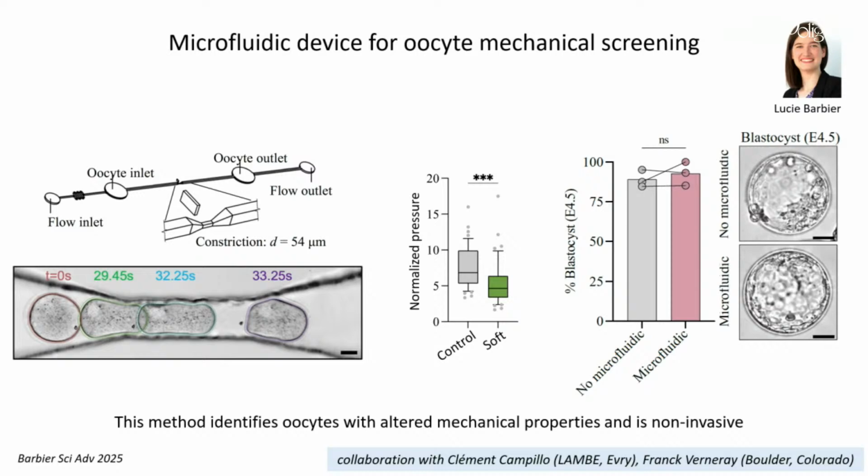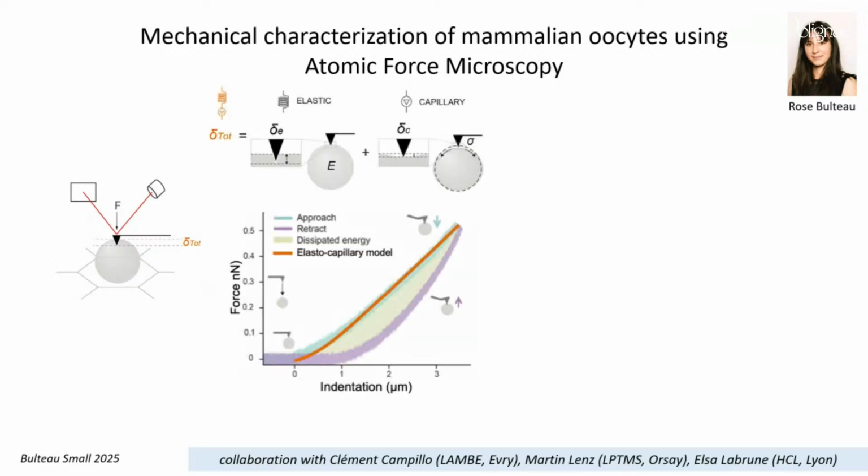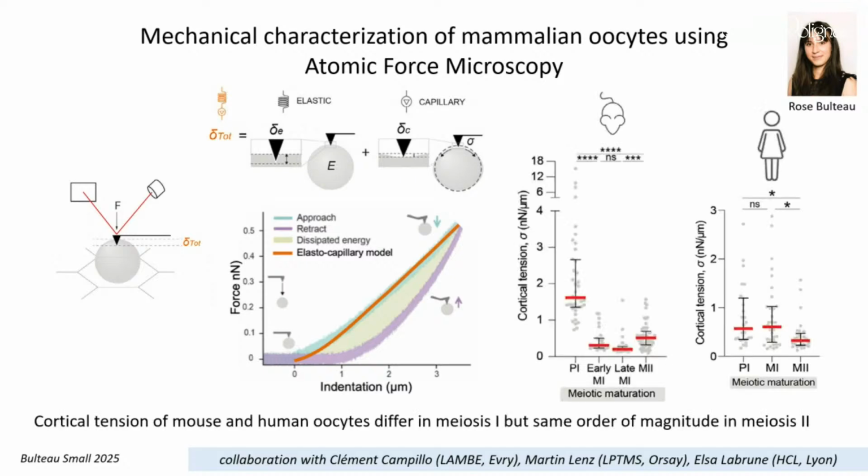And before doing that, we had actually to assess the mechanical properties of mammalian oocyte. And so this is the project of Rose Bulto, a PhD student in the lab, and she will talk actually in the next session, so I will be very quick on that. But she characterized using this technique elasticity, viscosity, and cortical tension of human and mouse oocyte. She could design a new model to extract these mechanical properties from this force curve that you obtain with AFM. And just showing cortical tension, but she will show you much more.